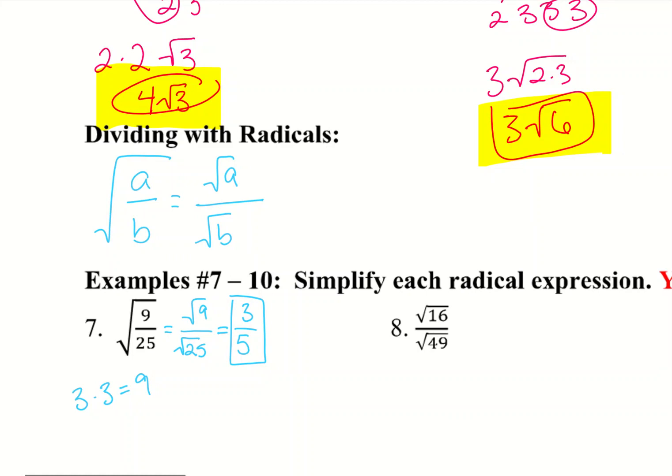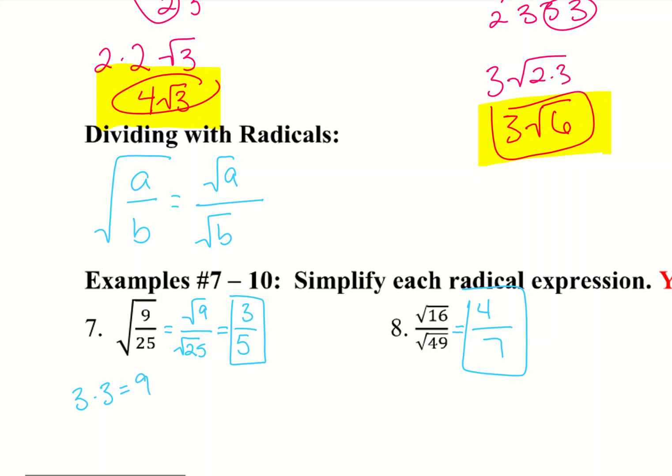Alright, let's try that with number 8. We have the square root of 16 over the square root of 49. So these square roots are already separated. We do not have to go back and make a big fraction in a big radical. We can leave it as is. So the square root of 16, that's a perfect square, is 4, and the square root of 49 is a perfect square, 7. So that means 4 times 4 is 16. 7 times 7 is 49. So it's a perfect square, no radical left over.